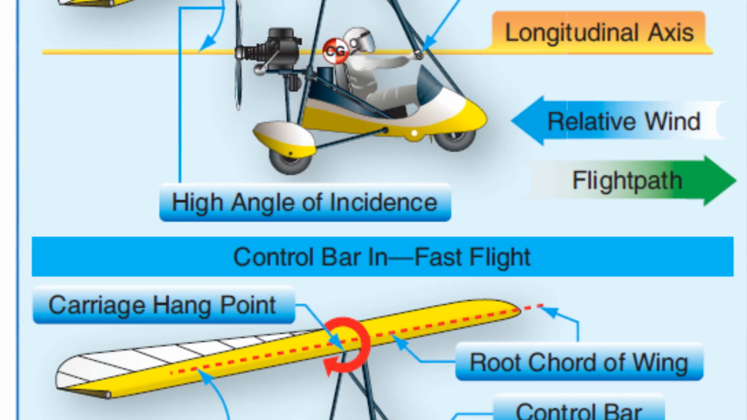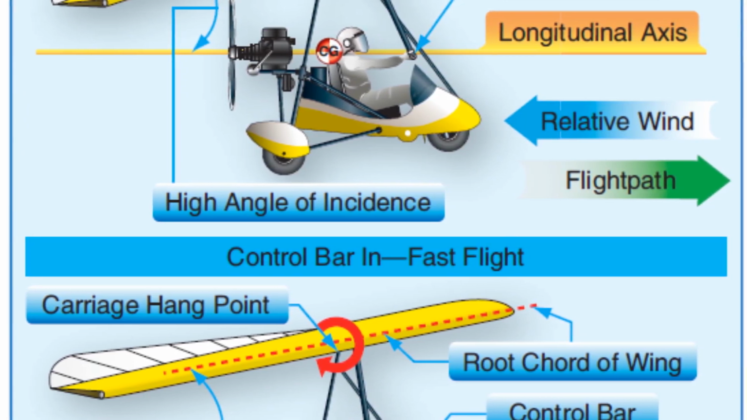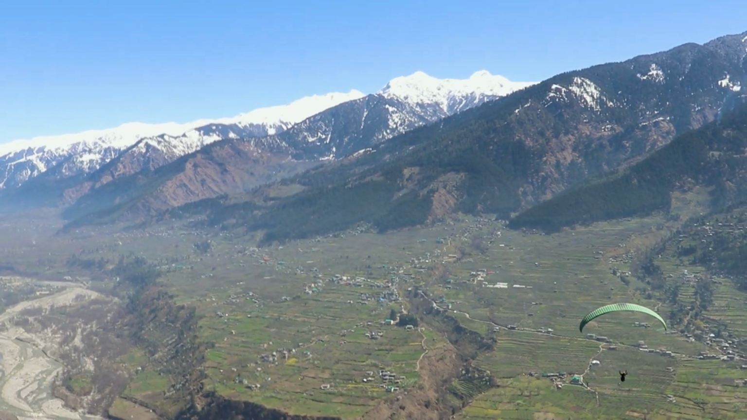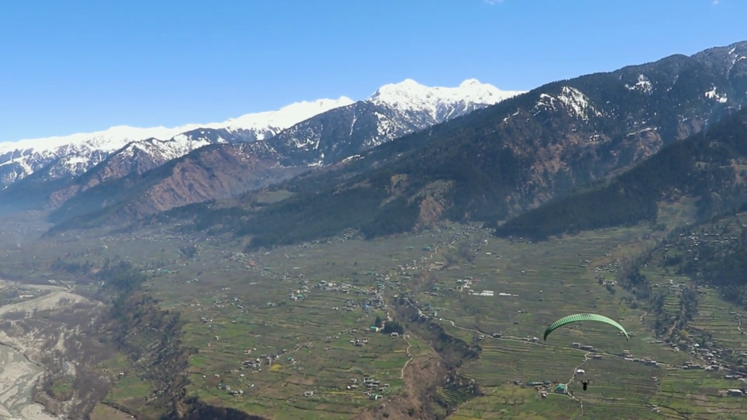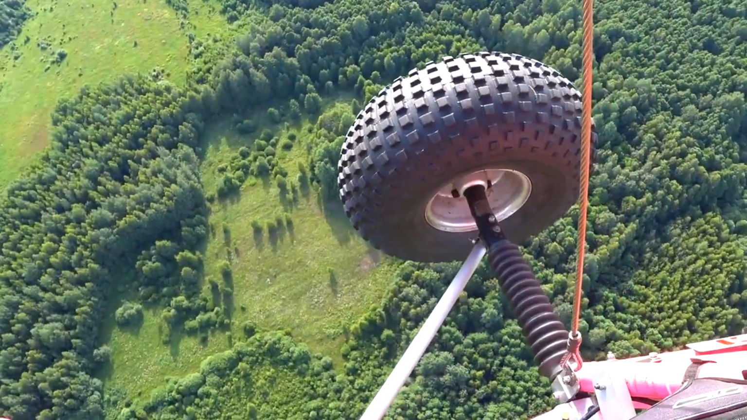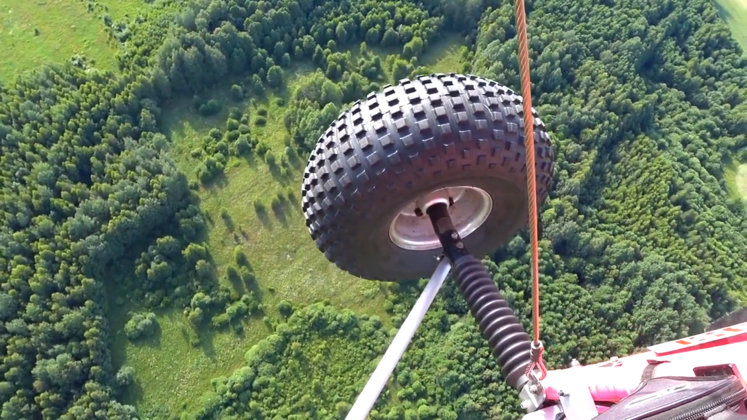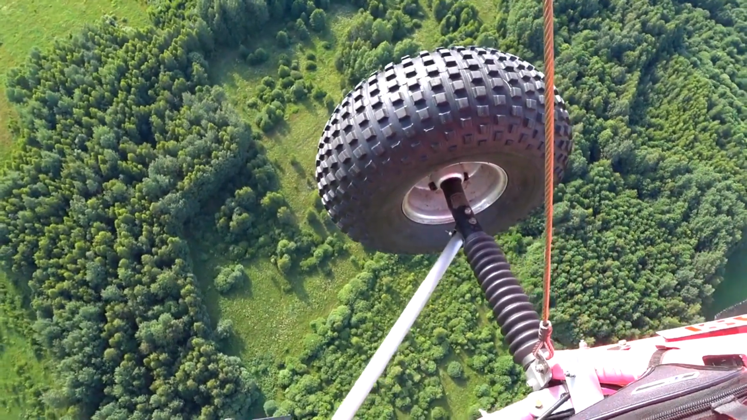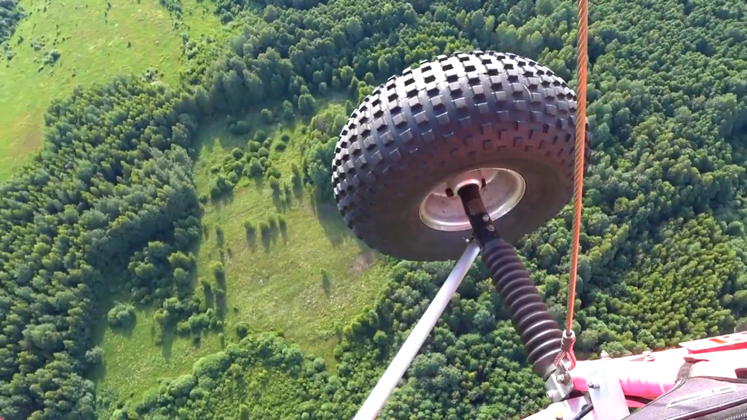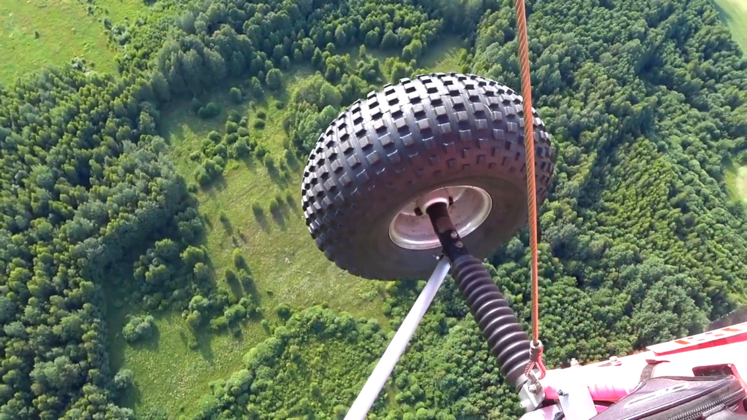Unlike airplanes, the WSC angle of incidence experiences significant change in flight, as the wing rotates around the carriage hangpoint, controlled by the pilot. Pitch angle is the angle the WSC wing root chord makes with the Earth's horizontal plane. Often confused with angle of attack, AOA, pitch angle is easily seen and felt, while AOA, less perceptible, is the angle between the relative wind and the wing chord line.